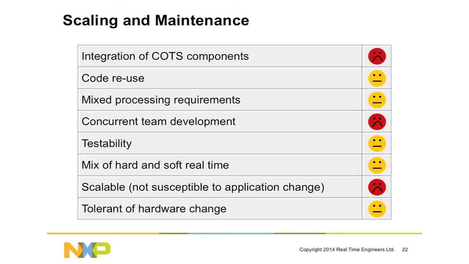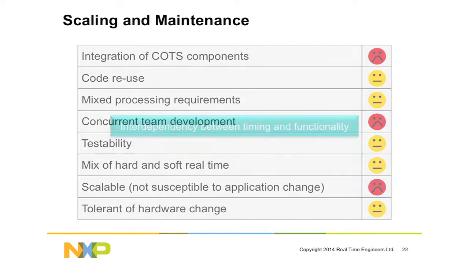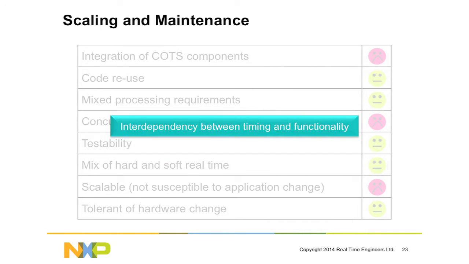Integration, we'll look at that a little bit. Code reuse, we'll look at that a little bit. Mixed processing requirements, we've looked already at event-driven and periodic tasks and that sort of thing. If you change the speed of your hardware, you want things to execute at exactly the same rate, and so on. So the real problem here is an interdependency that you have between the functionality of your system and the execution pattern or the timing of your system.